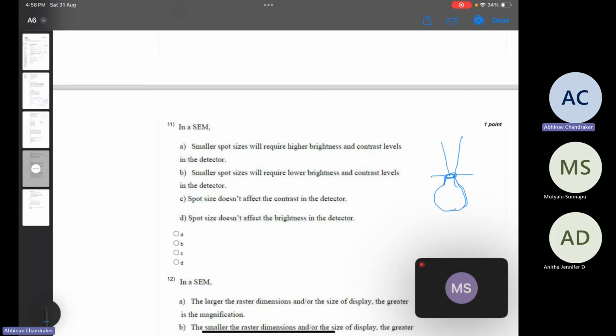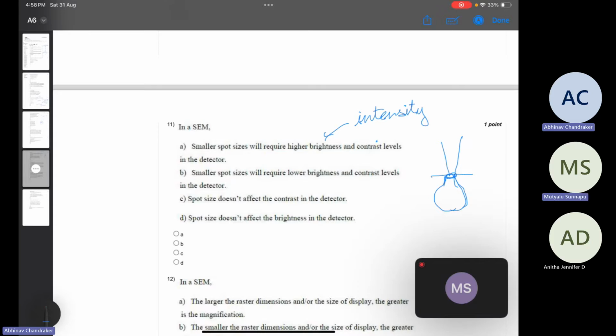I think brightness is affected due to the intensity of generated electrons, like how many electrons are detected by the detector. The more the number of electrons detected, the brighter you will have the image, because more current is coming, right? So brightness is connected to that.